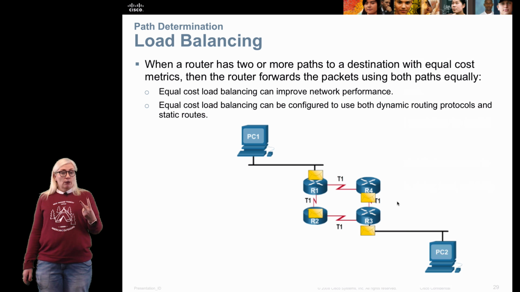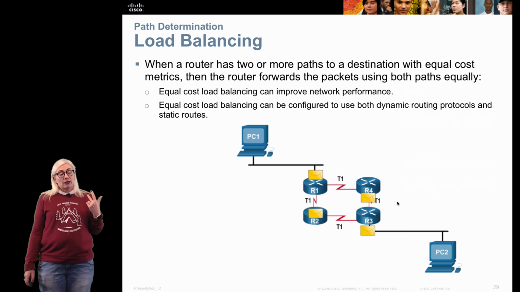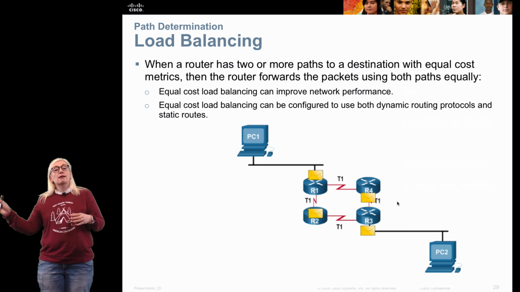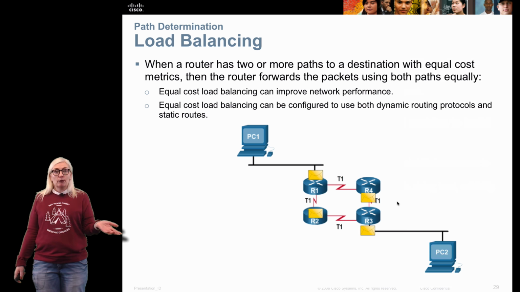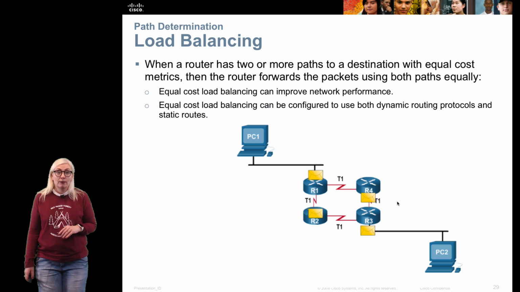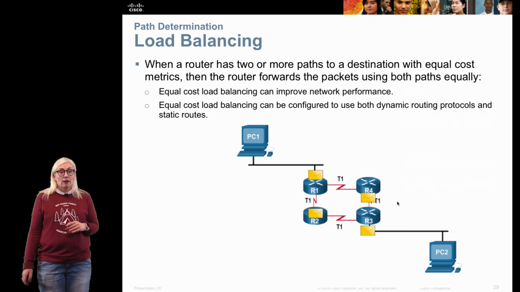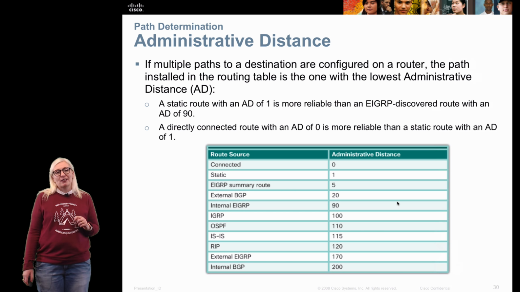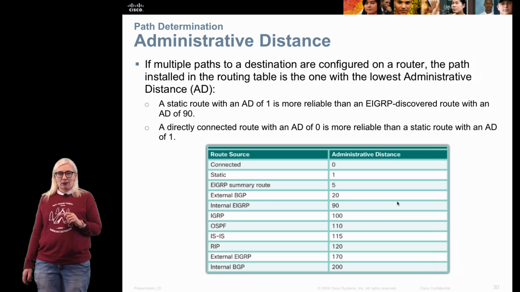If there are two routes to the same network which have the exact same metric, then the routing protocols will load balance between these two. So at one time it will send it in one direction, the next time the other direction. So it will load them out on both of them. This will of course help the network performance and also the redundancy. So we have two different ways of reaching the same network.